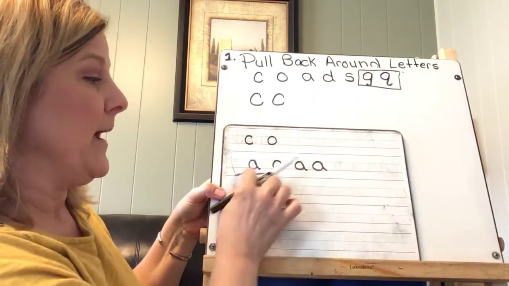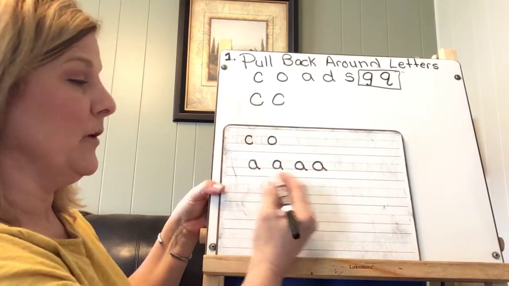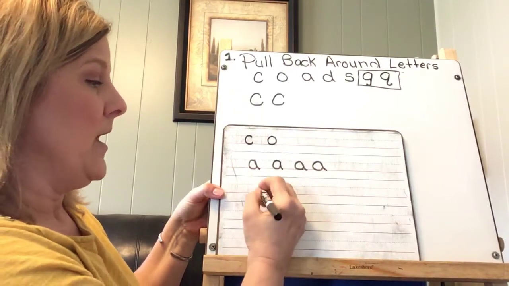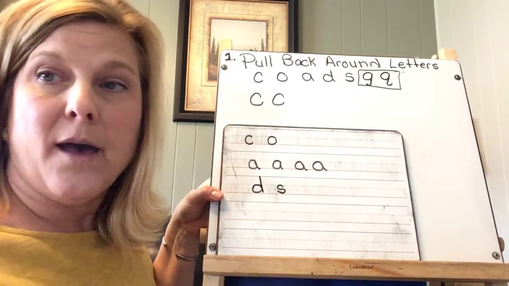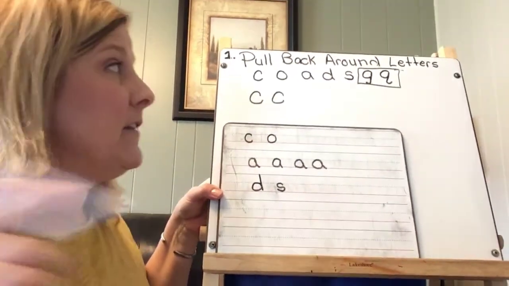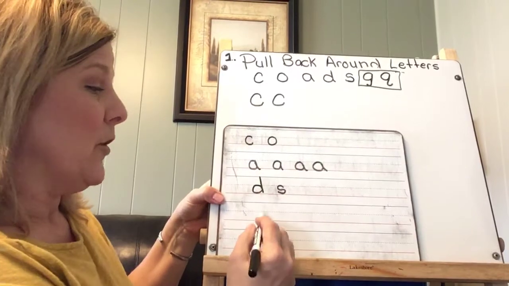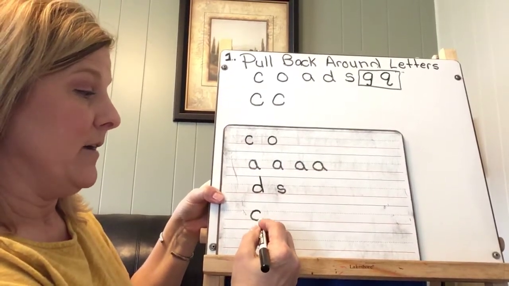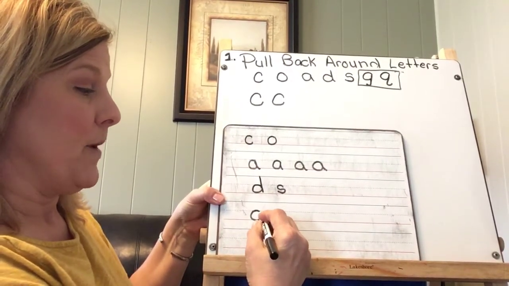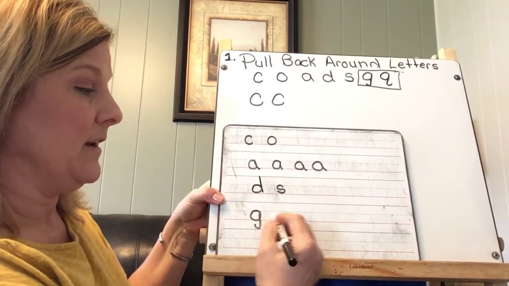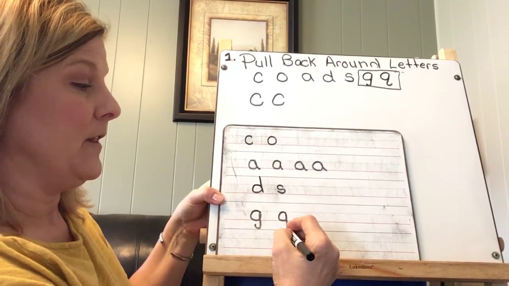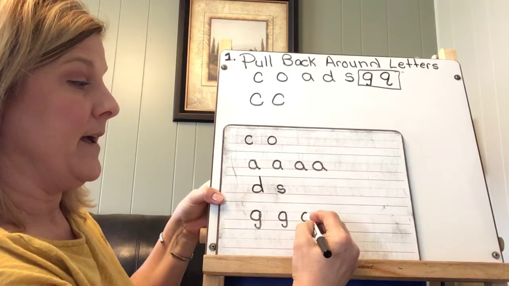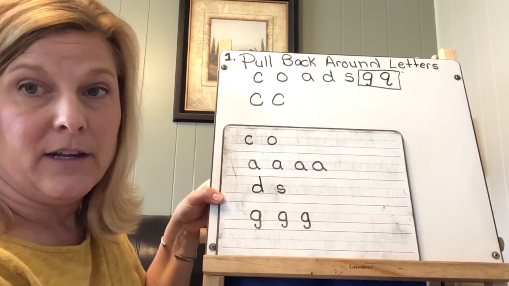After these letters are mastered, of course, after C, O, A, D, and S, you can move on. You would move into the letters going under the line. And these letters are G and Q. So it would be, again, pull back around, touch at the top, pull down under the line and curl. Pull back around, touch top, pull under the line and curl.